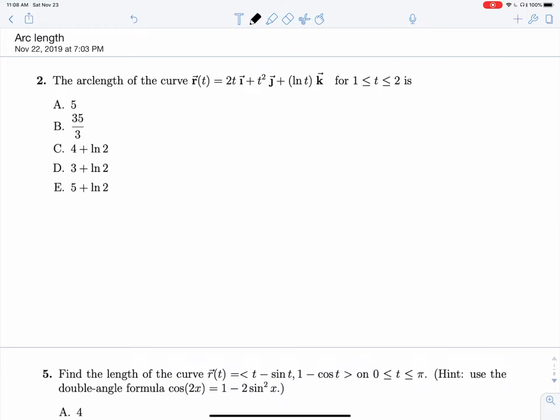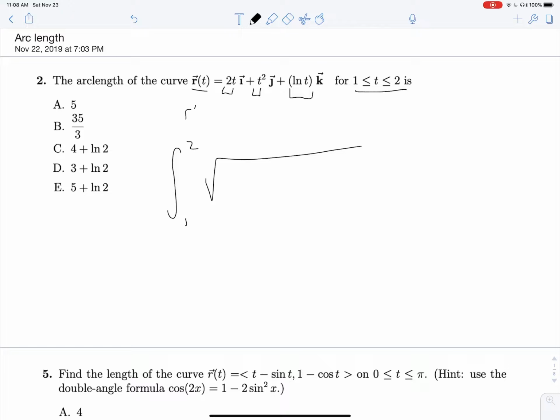So we know that generally for arc length, if we're given some position function r of t and some bounds on t, the arc length of the curve on those bounds is going to be the integral, in this case from 1 to 2, so just between the bounds, of the square root of the derivatives of each component squared. So what do I mean by that?